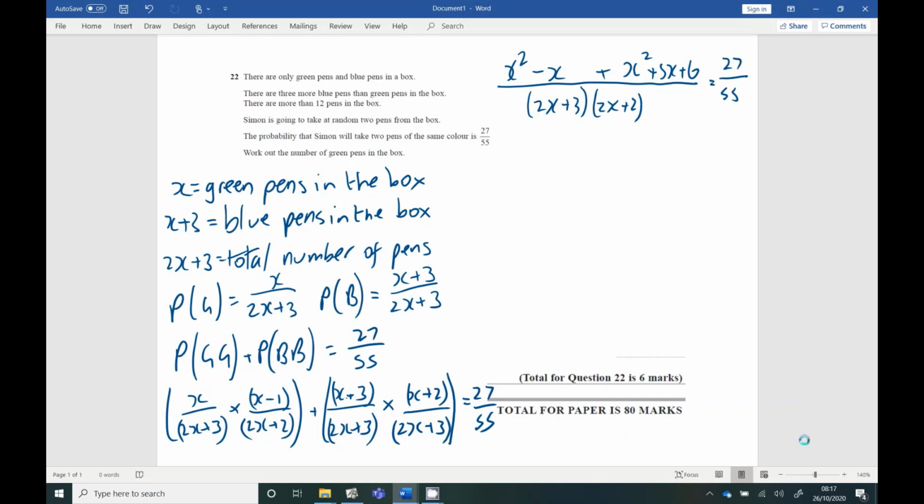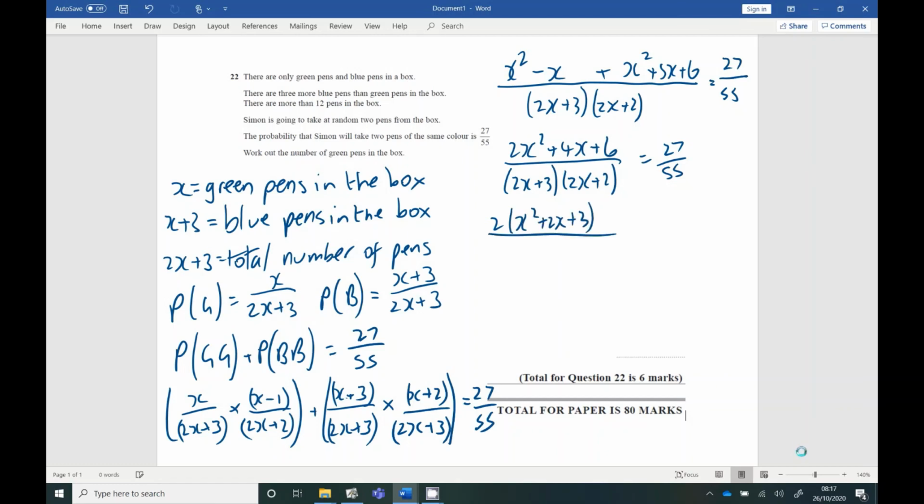And we know that this equals 27 over 55. Okay, so let's go and gather up like terms. So we've got 2x squared plus 4x plus 6 on the numerator, 2x plus 3, 2x plus 2. Okay, so what do I notice? Well, everything in the numerator is even, so why don't we take out a 2? So we're left with x squared plus 2x plus 3. And that second term in the denominator is also even. So let's take a 2 out from that second term. That leaves us with 2 lots of x plus 1. And then, of course, our 2x plus 3. And that's equaling 27 over 55. So I can now cancel those two.